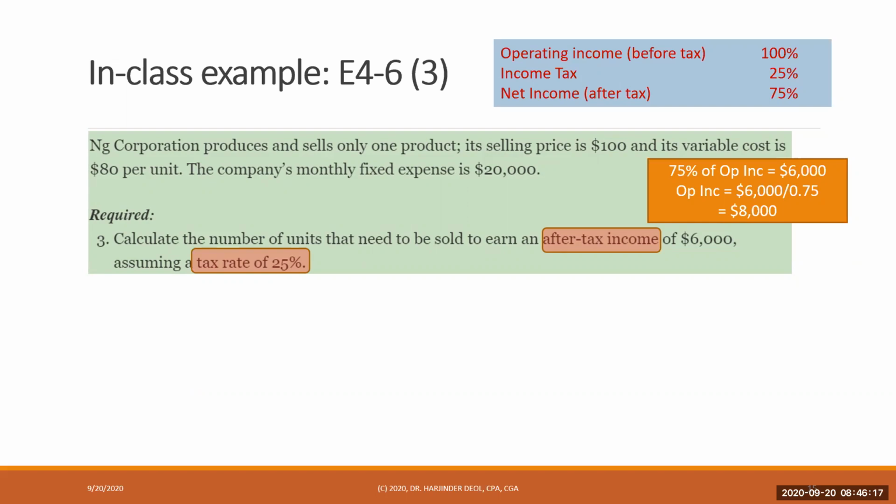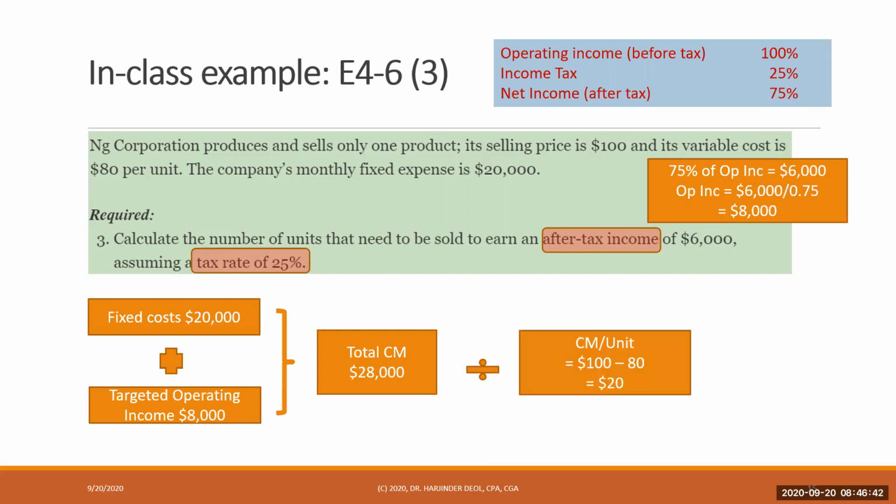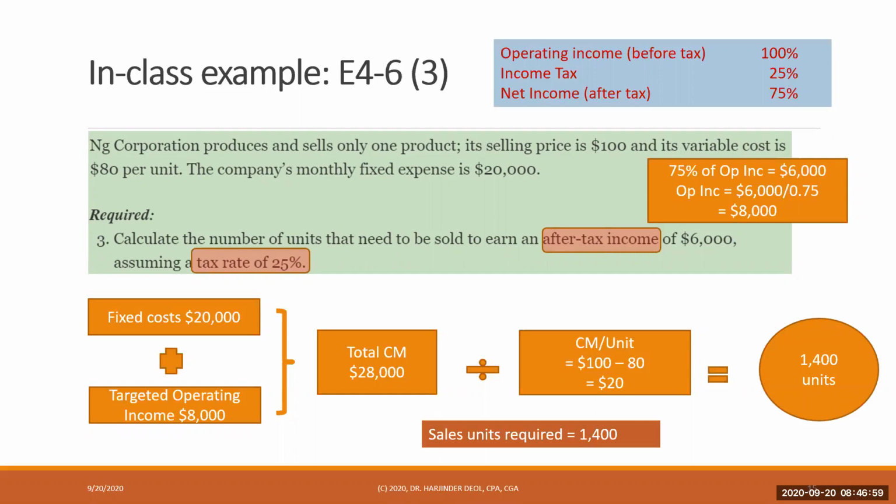Once we've calculated that amount, the rest is fairly straightforward. The company must recover its fixed costs of 20,000 and earn the targeted operating income of $8,000. That means the total contribution margin needs to be 28,000. Each unit brings in $20 in contribution margin. So the number of units that need to be sold equals 28,000 divided by $20 per unit, 1,400 units. The answer to this question, 1,400 units in sales, is needed to earn the after-tax income of $6,000.